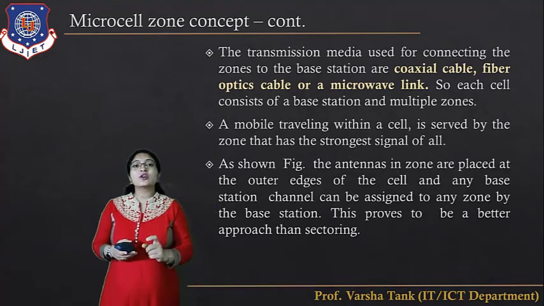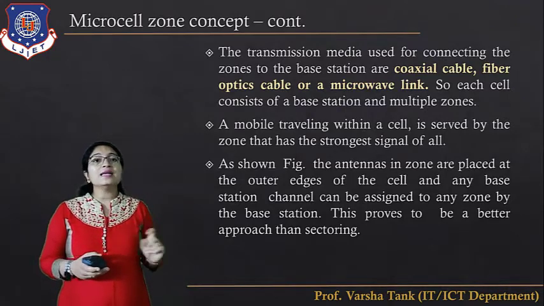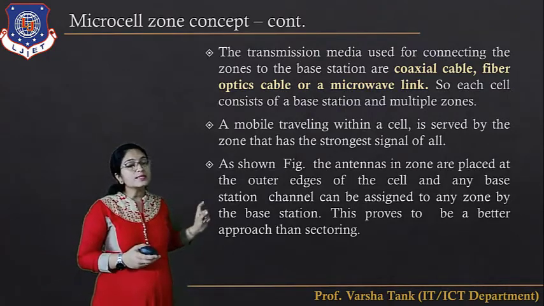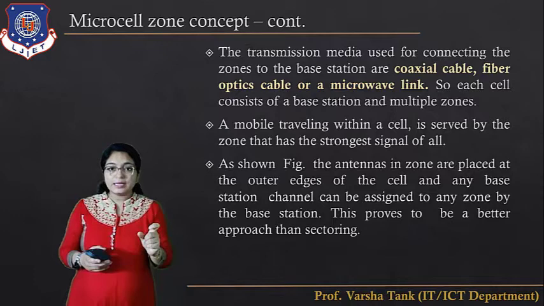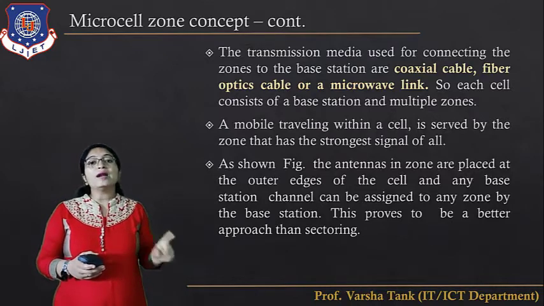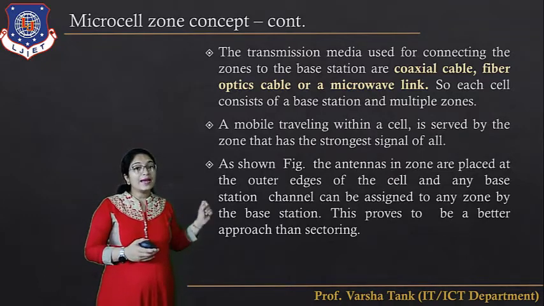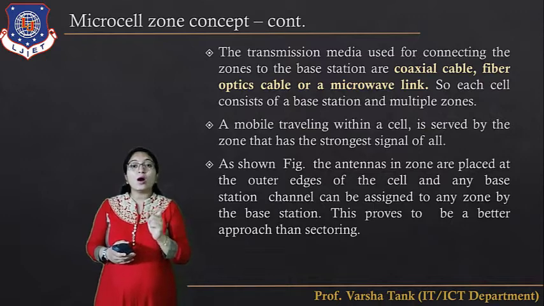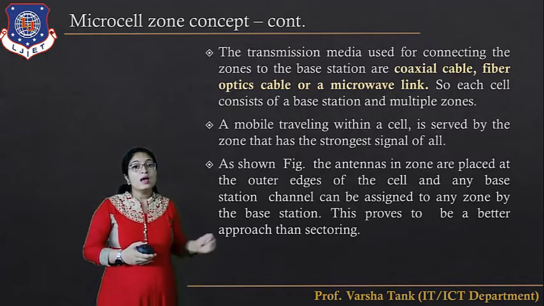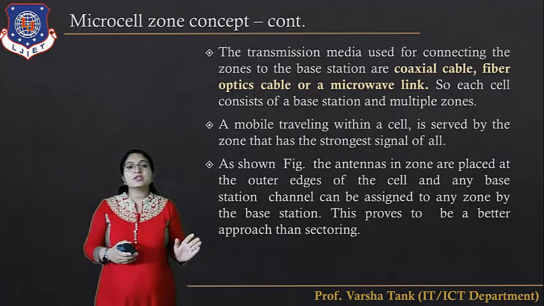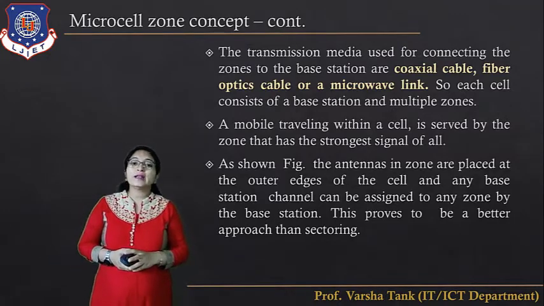So each cell consists of the base station and multiple zones. A mobile traveling within the cell is served by the zone that has the strongest signal of all the zones. So whichever zone has the strongest signal will provide the signal to that particular mobile station. As shown in the figure in the last slide, the antennas in a zone are placed at the outer edge of the cell. Any base station channel can be assigned to any zone by the base station. So this proves that it is a better approach than sectoring.